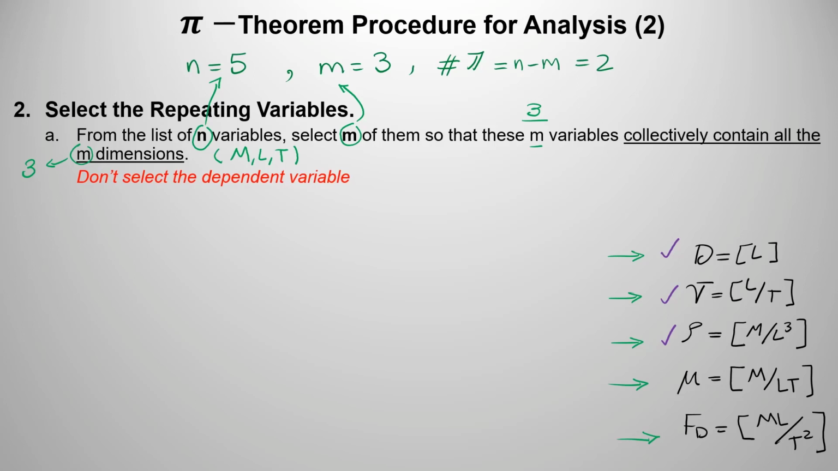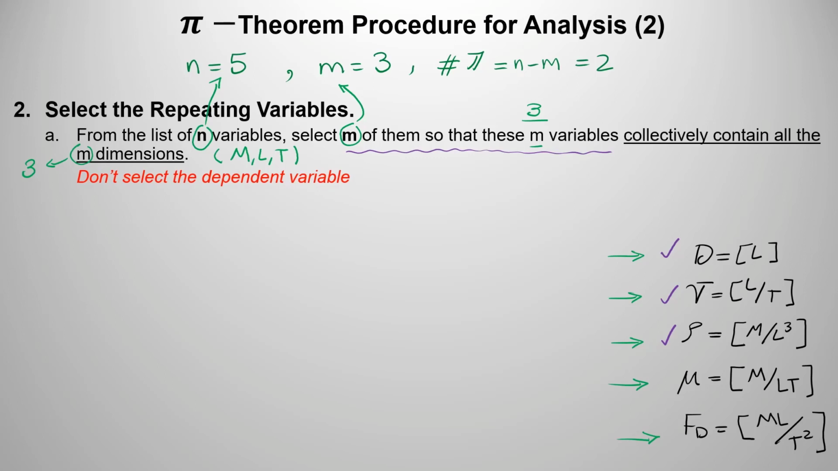Do you see M at least once in these three selected variables? Yes, I see M, mass, in density, rho. Perfect. Do you see T, time, at least once in these three variables? Yes, I see time in velocity. So perfect, I have it all. So the only thing that you need to do in this step is to select m of the variables that collectively contain all the primary dimensions MLT. And I selected D, V, and rho.